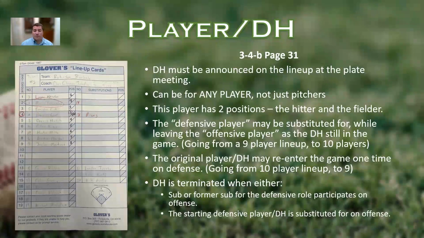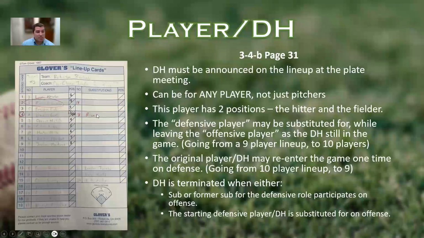If the starting defensive player DH is substituted for on offense, it wipes out that entire line, and it possibly could wipe out 2 players at the same time, okay? That means that DH is done, okay? So let's take the scenario that we're already at. So Gant was our starting pitcher and DH, our player DH, okay? Let's say in the 3rd inning, he got pulled from pitching and Burks came in.